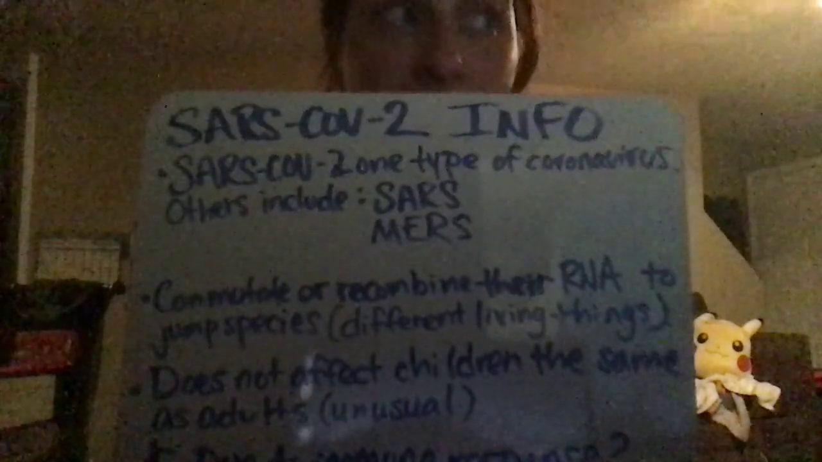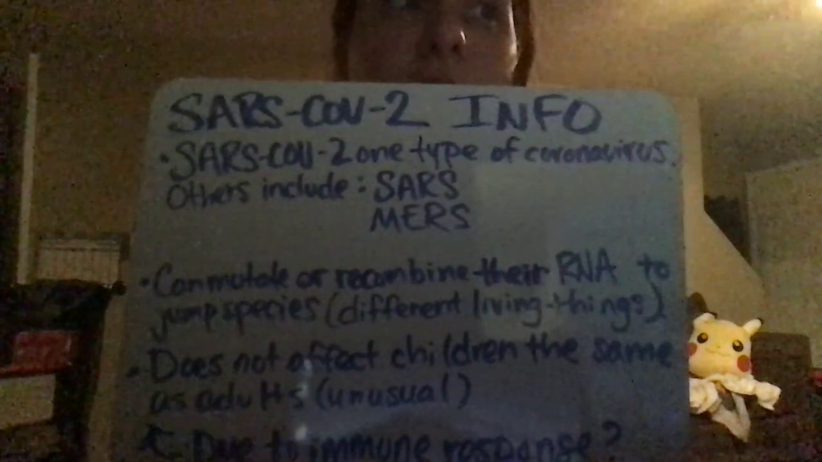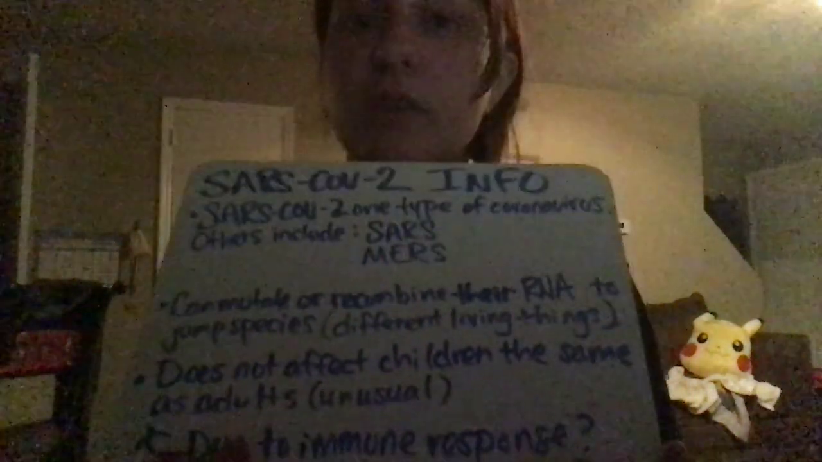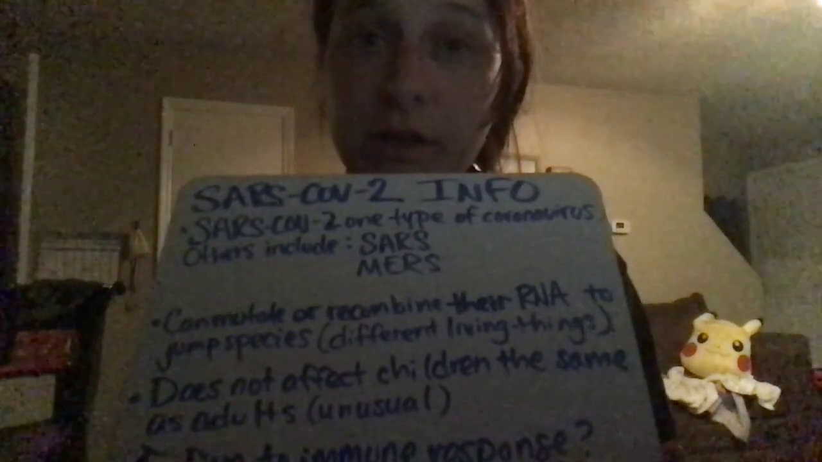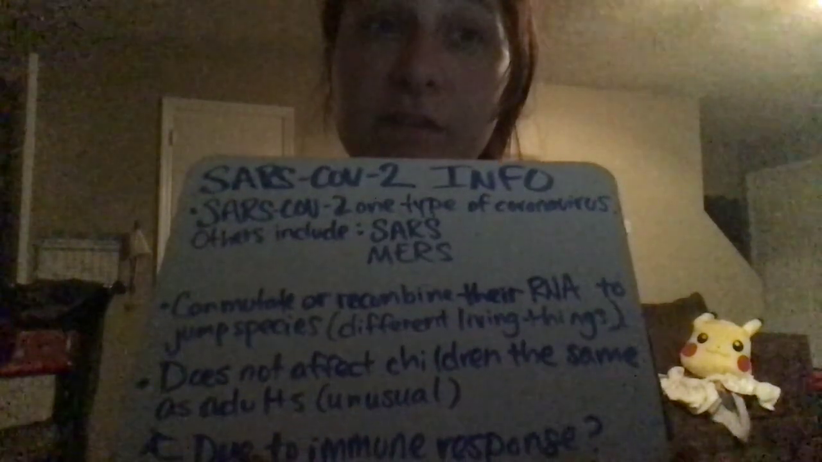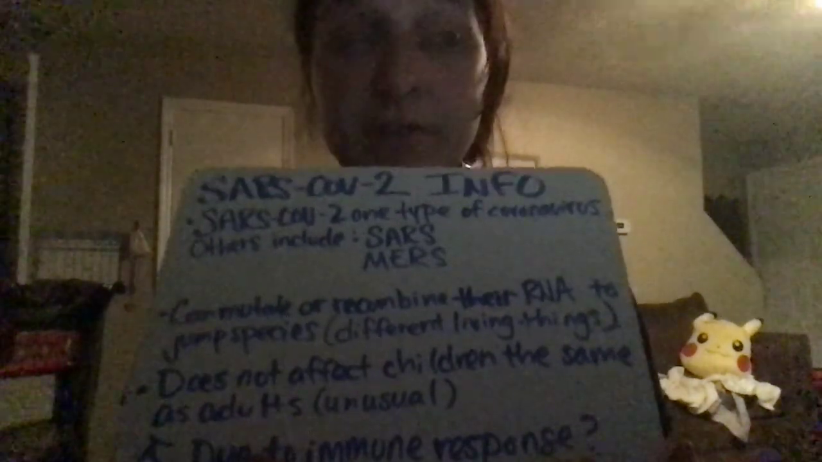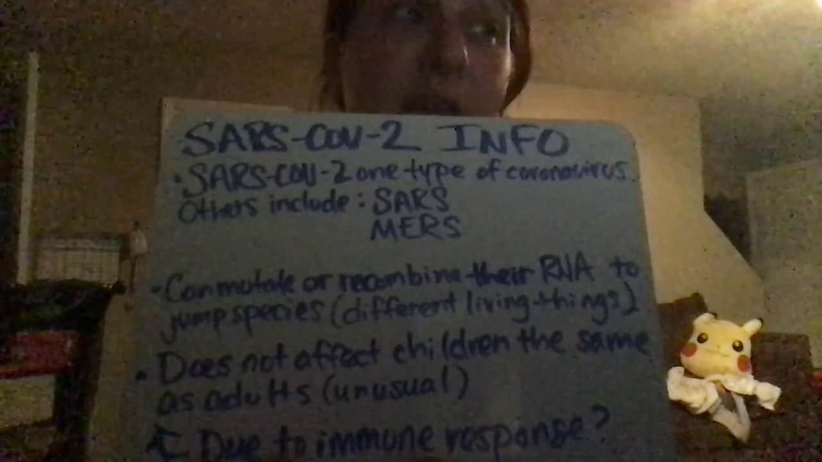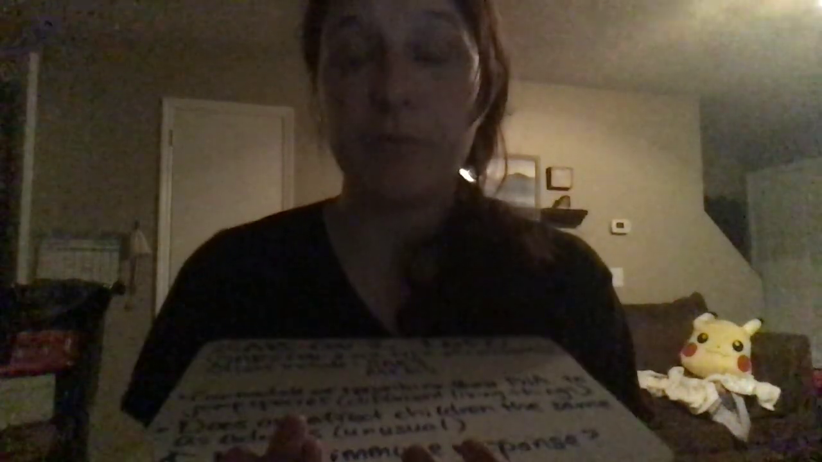SARS-CoV-2 is the coronavirus that we're dealing with now. Okay, SARS-CoV-2 is one type of coronavirus. Others include regular SARS and MERS, which started in other places. Coronavirus is a family of viruses that is problematic. One of the reasons it's problematic is because it can mutate or recombine their RNA to jump between species, different living things.